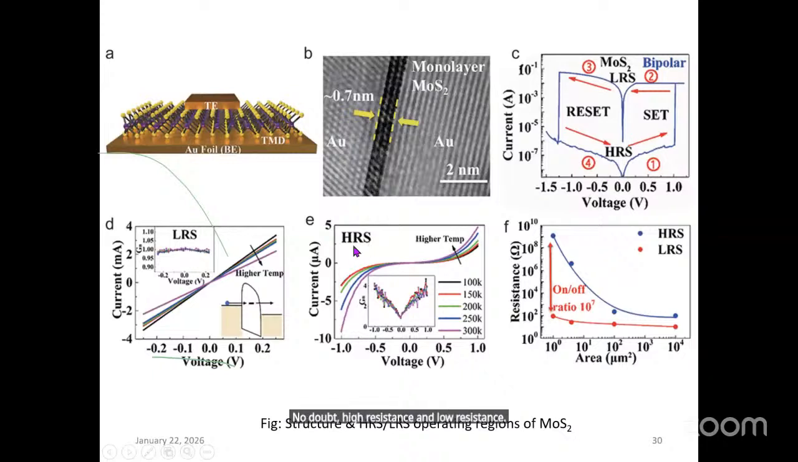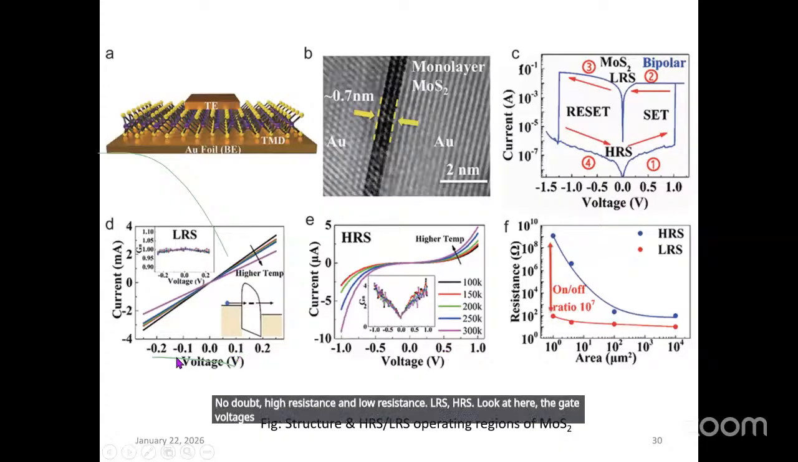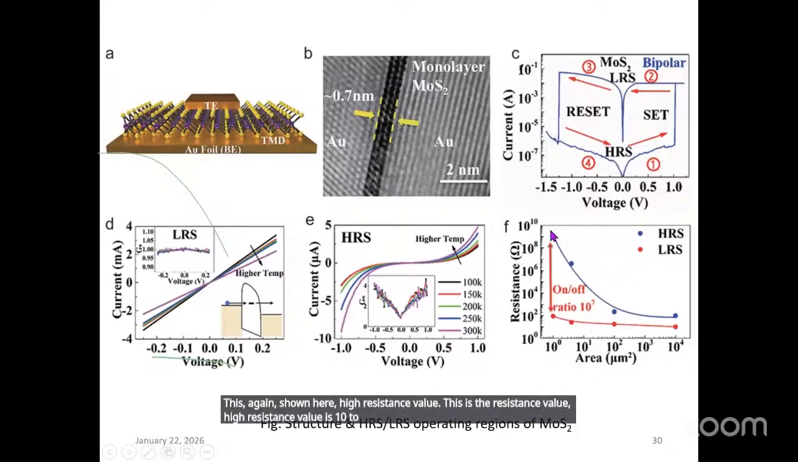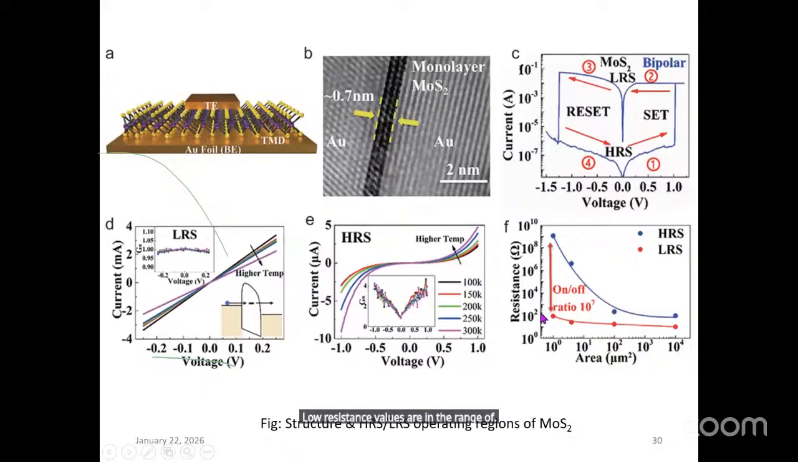This is what is mentioned here: reset and set, no doubt, high resistance and low resistance, HRS, LRS. Look here, the gate voltage values are mentioned, but the currents here are in milliampere and here the current is in microampere. This shows high resistance. This shows the device offering low resistance. This again is shown here. It is a high resistance value, and this is a low resistance value. The high resistance value is 10 raised to 8 ohm, 10 raised to 10 ohm is giga ohm. Low resistance values are in the range of 100 ohm or below. This is the area in micrometer square.